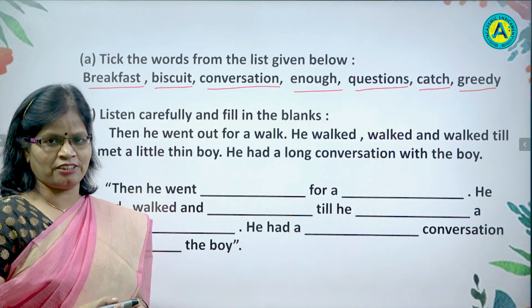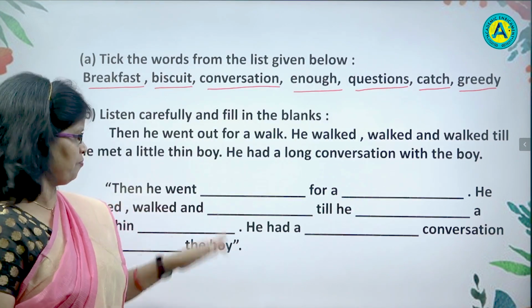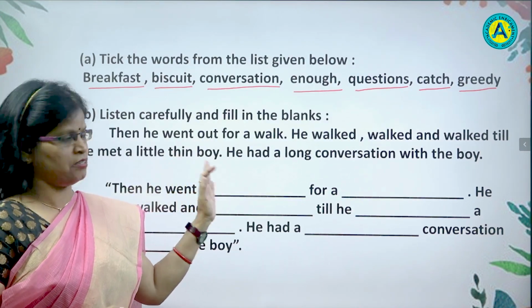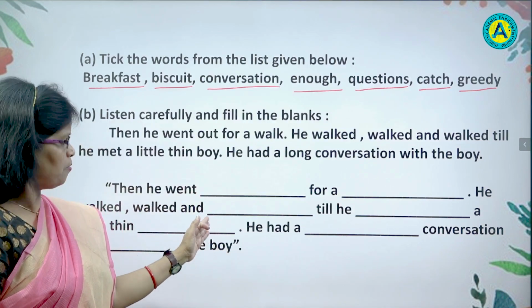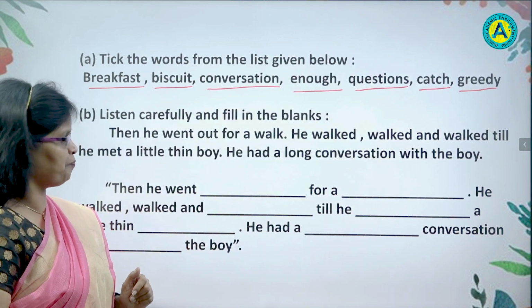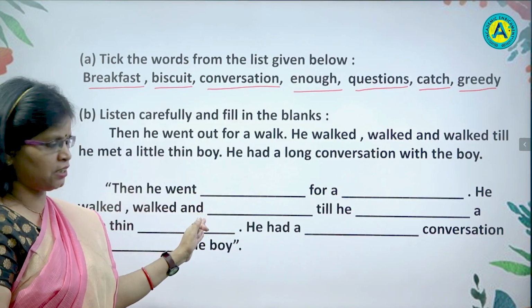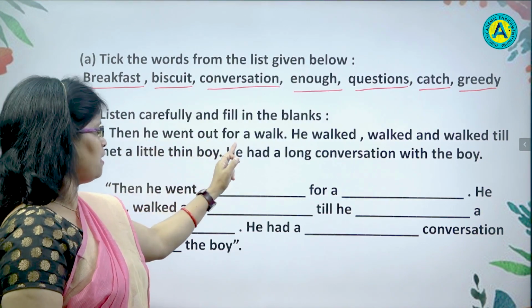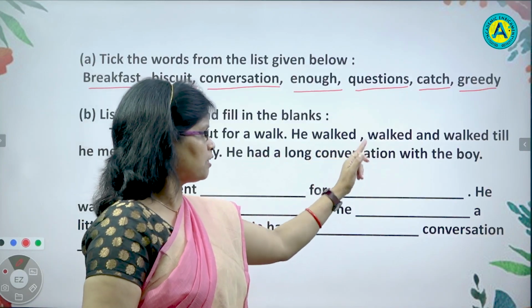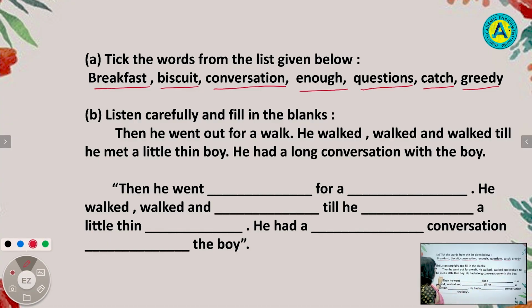Now, let's do another exercise. Listen to me carefully. I am going to read a paragraph. You just listen to me. Then what you have to do? Now see, here is another paragraph, but here some words are missing. What you have to do? You have to fill it up with the words that is appropriate for it. Okay. Then he went out for a walk. He walked, walked and walked. Till he met a little thin boy. He had a long conversation with the boy. Okay. Now you don't see this paragraph. You have to write this by yourself.